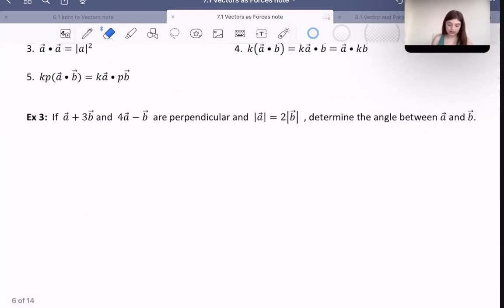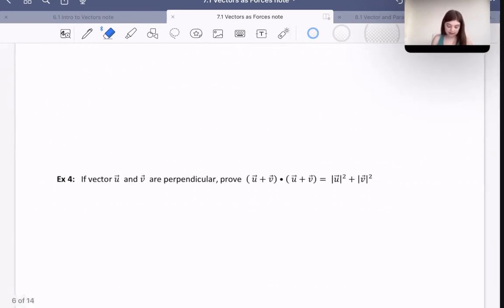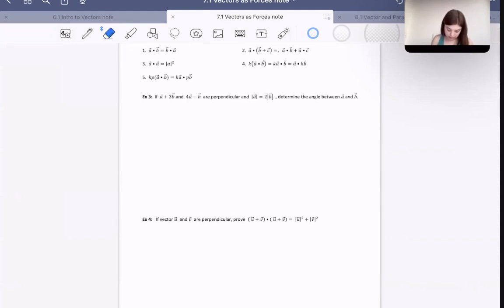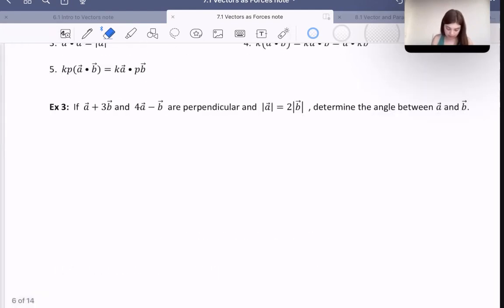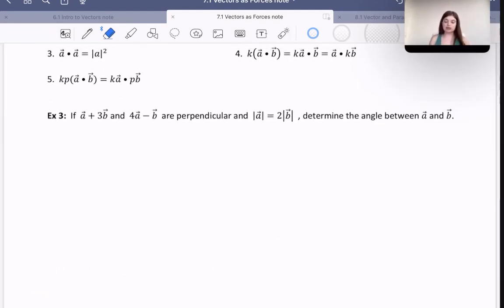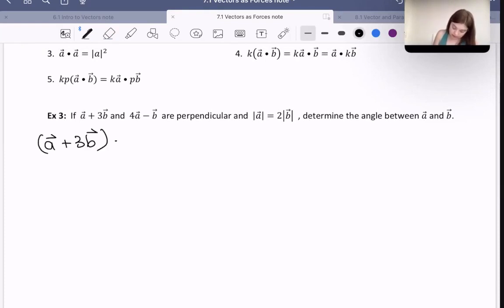So what does that tell us about these? It tells us that the dot product would have to be 0, right? So A plus 3B dot 4A minus B, this would have to be 0, right? Because the dot product of two things that are perpendicular has to be 0, right? That's our rule. We know that.